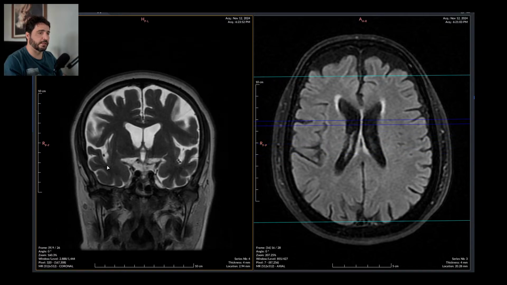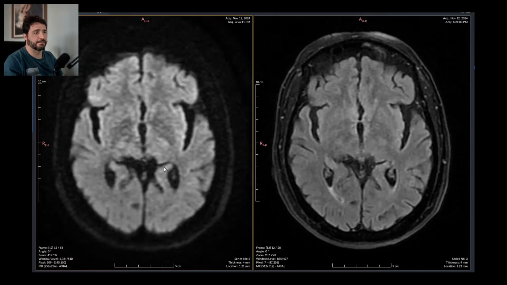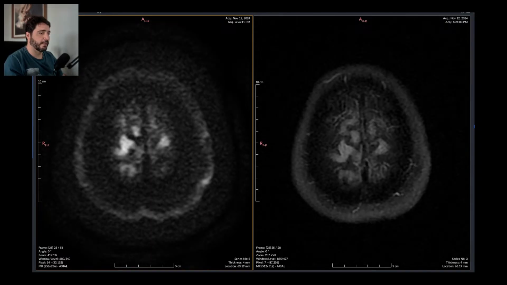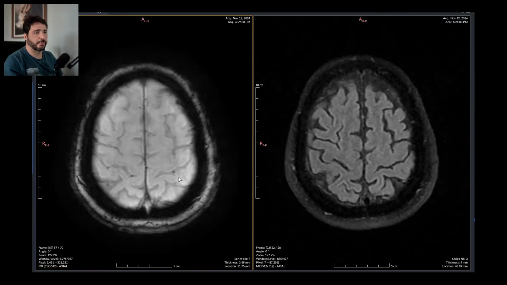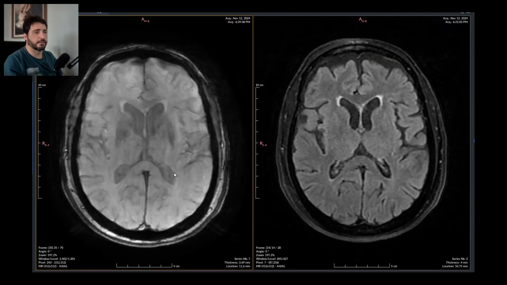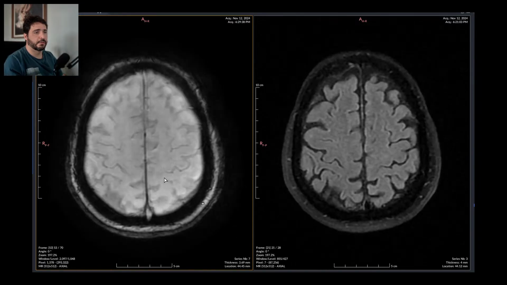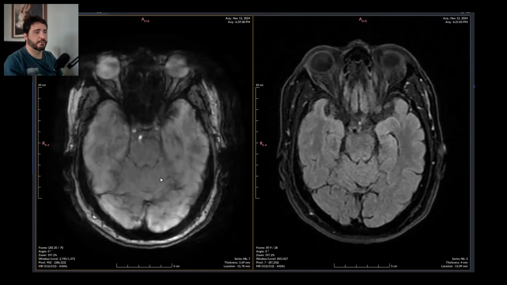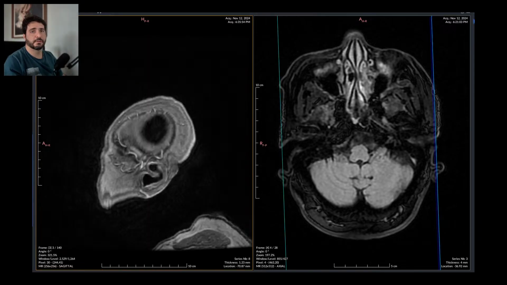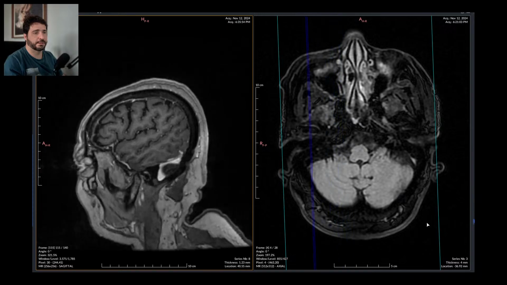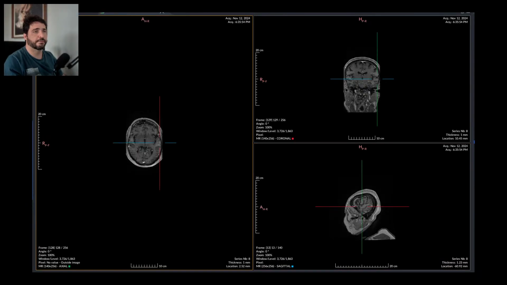Maybe this is an MTA 2 classification. Diffusion weighted sequence seems fine right there. This is an SWI sequence for mineral, blood products and calcifications. No deposits, no signs of old disease. And of course, we have a sagittal volumetric acquisition. This is a T1 post-contrast phase.